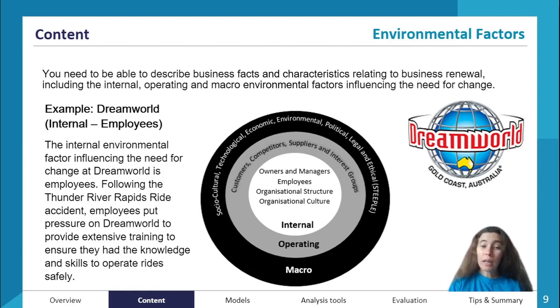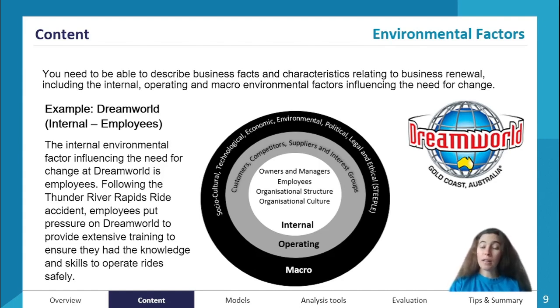We've also got operating, and this is the next layer out: customers, competitors, suppliers, and interest groups. And the biggest level, the macro level, is where we've got the STEEPLE analysis. The acronym is handy to remember: socio-cultural, technological, economic, environmental, political, legal, and ethical. That's the STEEPLE there.